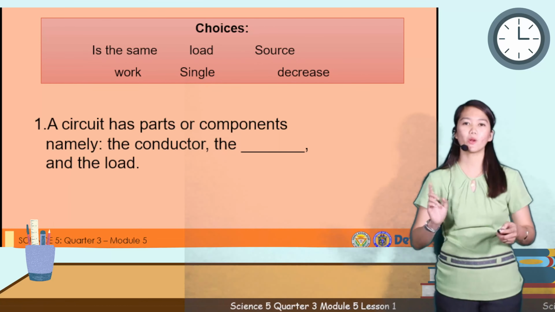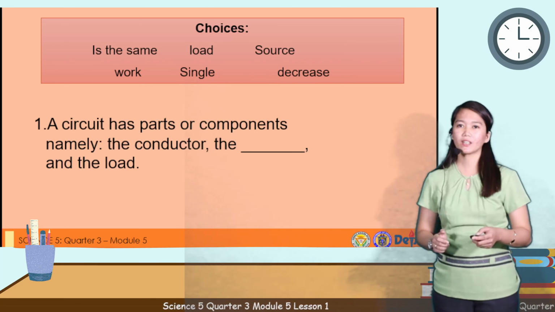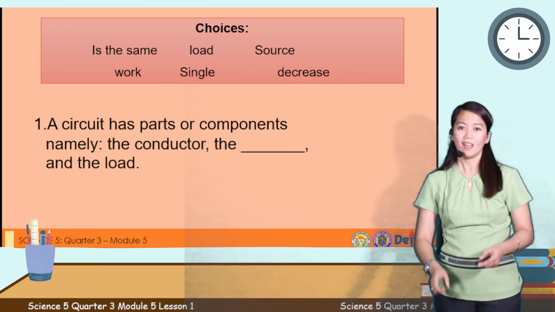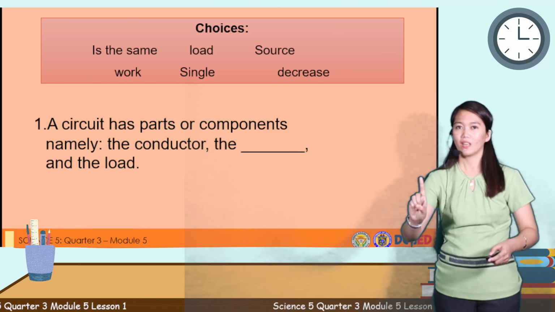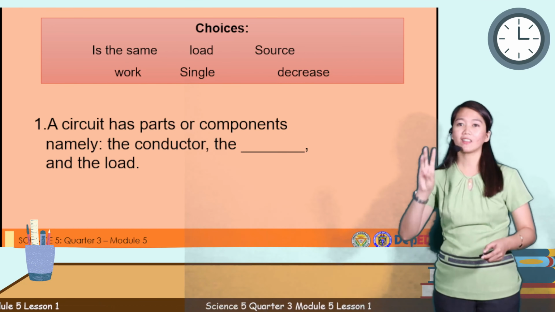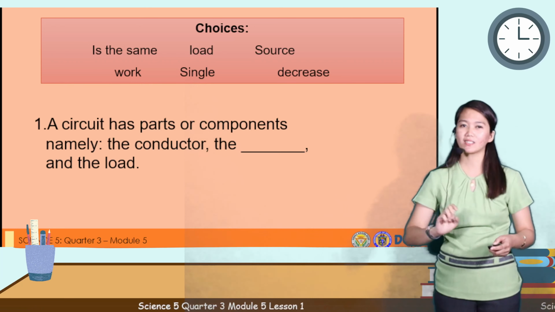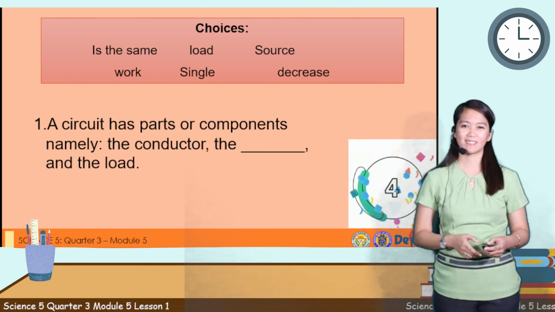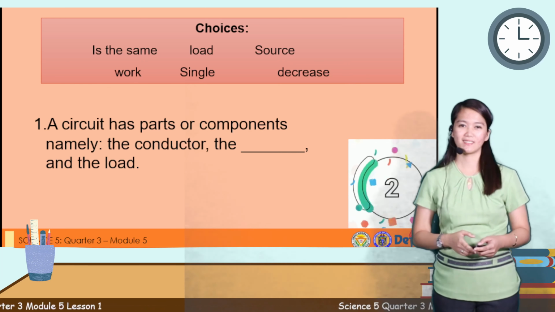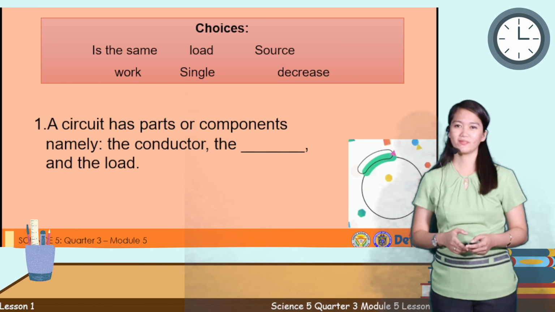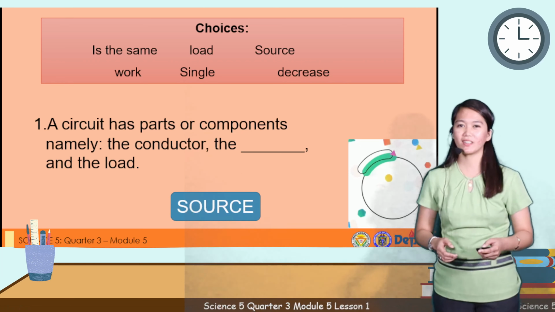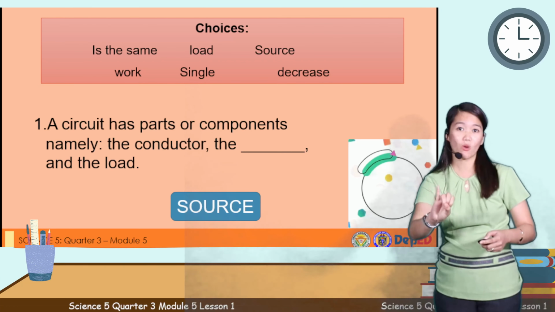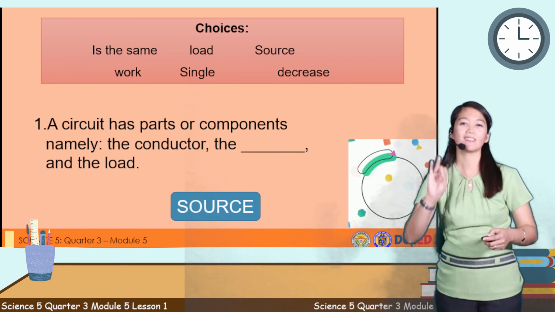Okay, number 1. A circuit has parts or components, namely the conductor, the blank, and the load. Okay, so your time starts now. Okay, the correct answer is source. Very good. The conductor, the source, and the load.